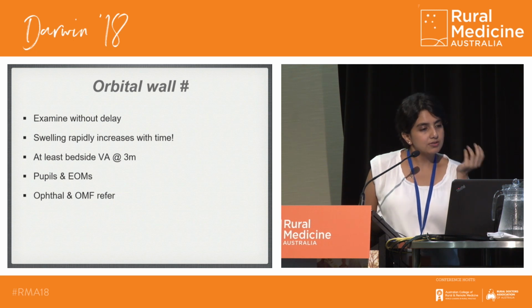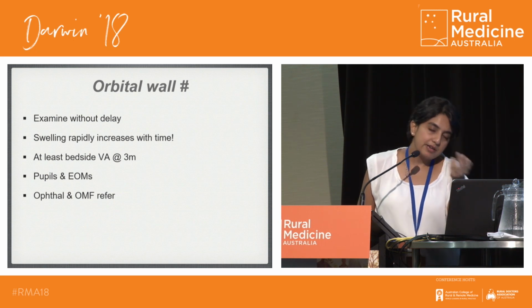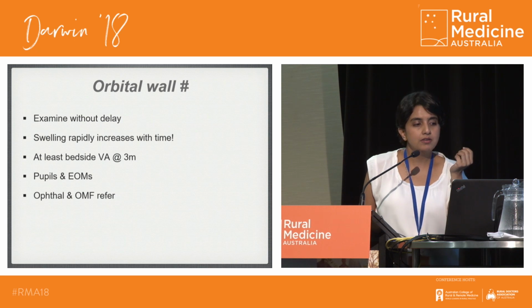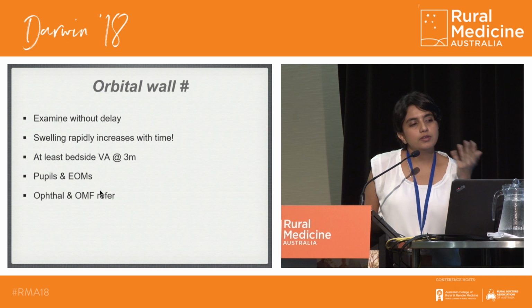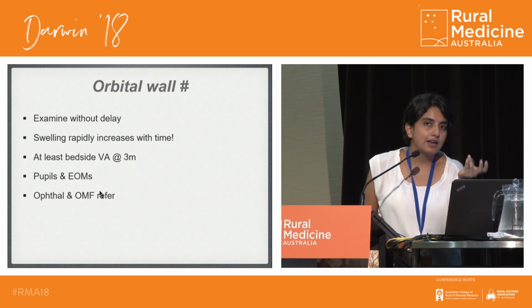So examine as soon as you can, document the vision at 3 meters or 6 meters, whichever is available, and a quick check of the pupils and extraocular movement. So basically, if we do that, then we know that at least there's no globe rupture, maybe there is a hyphema, things that need to be managed urgently can be picked up quickly.